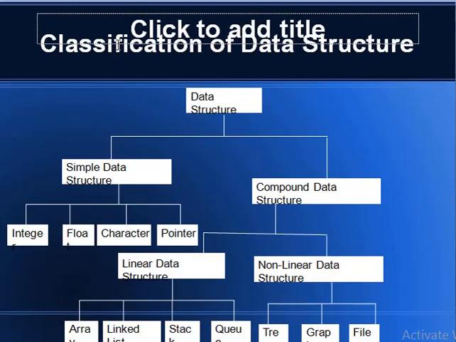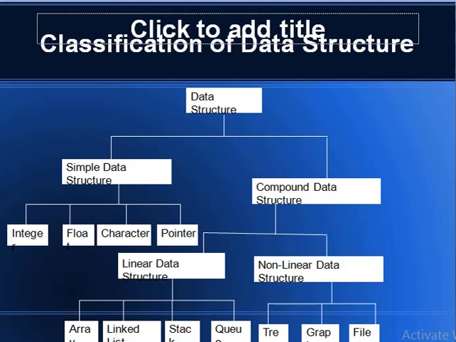Classification of data structure, we can simply classify it with the help of this tree diagram. Data structure is majorly divided into two different parts, simple data structure and compound data structure. Simple data structure is further divided into integers, floats, characters, pointers, etc. Whereas compound data structure is divided into two major parts, linear data structure and non-linear data structure.